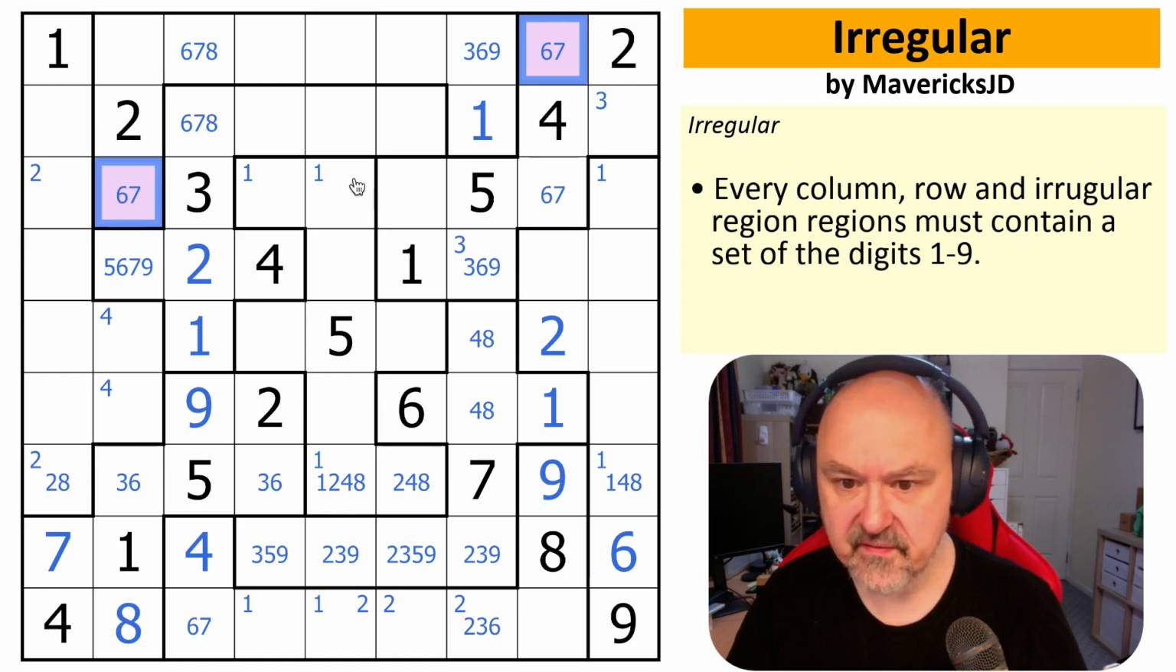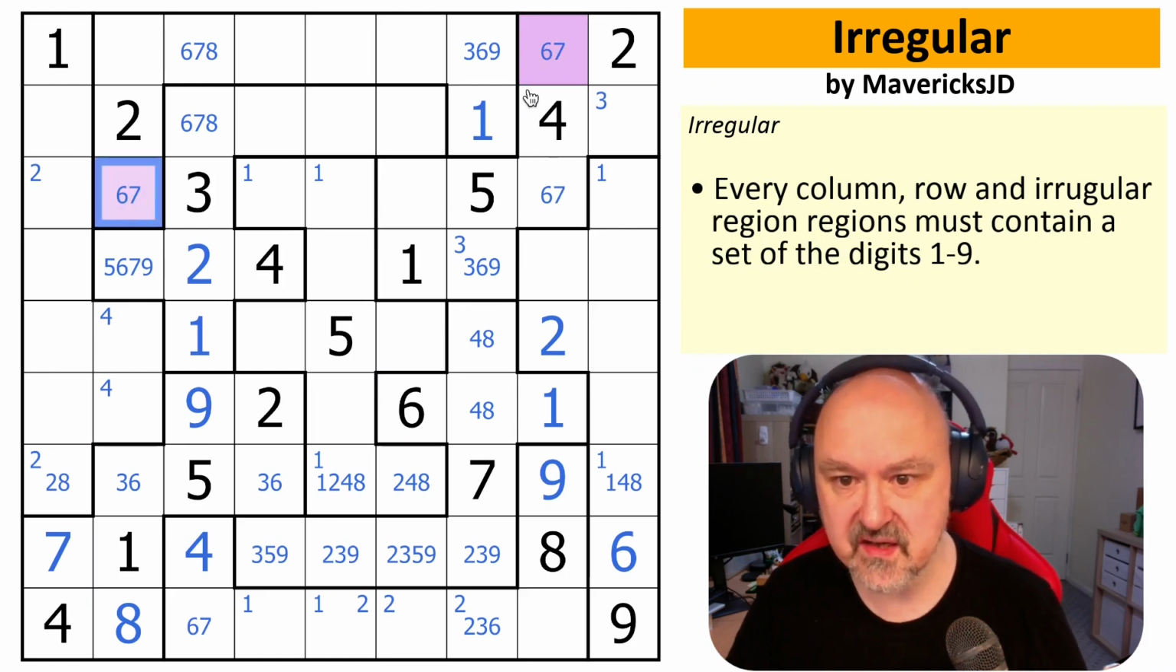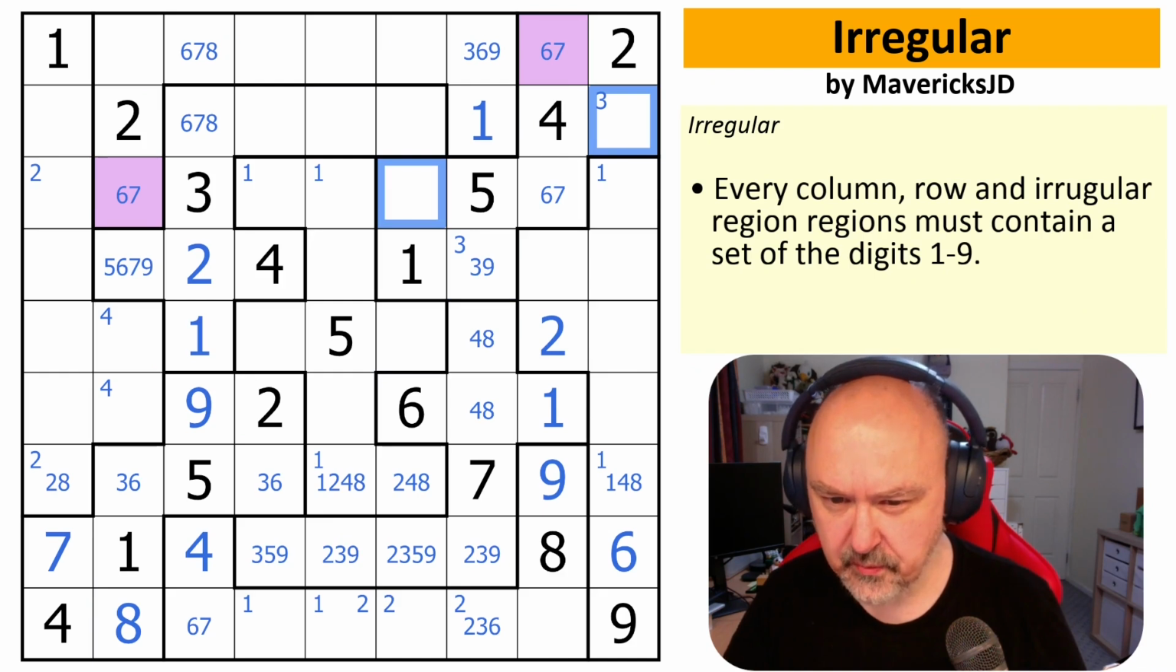They can't be 5 because they see that 5. So this is a 6-7 pair in this region. But the fact that they have to be the same means that I could use some eliminations. That one doesn't see, but that one does, and gets me down to 6-7, and that is a 6-7 pair. That is not a 6. Which means this is now a triple. 1, 2, 3, 4, 5, 6, 7, 3, 8, and 9 go in there. That one's not a 3.